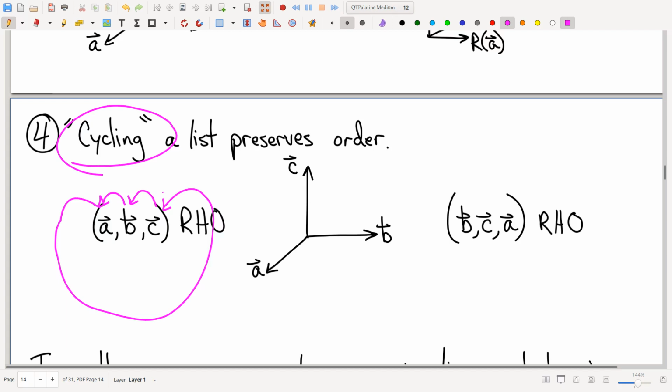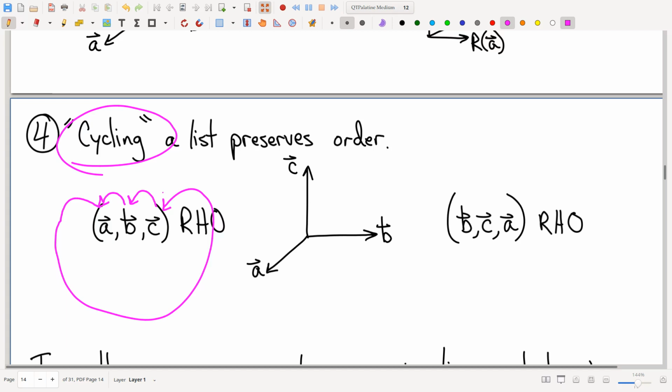And let's see if I can get this right now. The geometric intuition behind why that works, I'm just going to do the hand gesture. This is it right here. You see this little move I'm doing with my hands? So this is effectively the geometric version of cycling. And of course, it's a right hand. It's still a right hand. So the order is preserved.